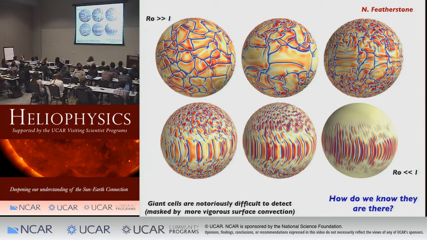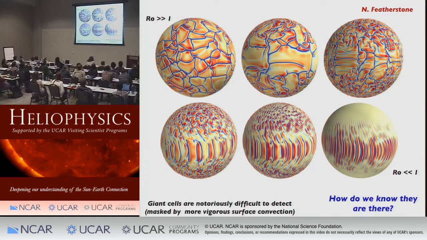This is going through stages of Rossby number. The sun is probably something like this, where you have these banana cells at low latitudes, but at high latitudes, you have more of these elongated convection cells that look more like granulation up here, but with a vorticity in it, with a spin.